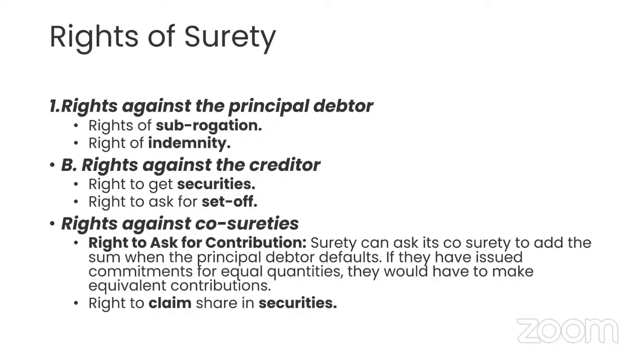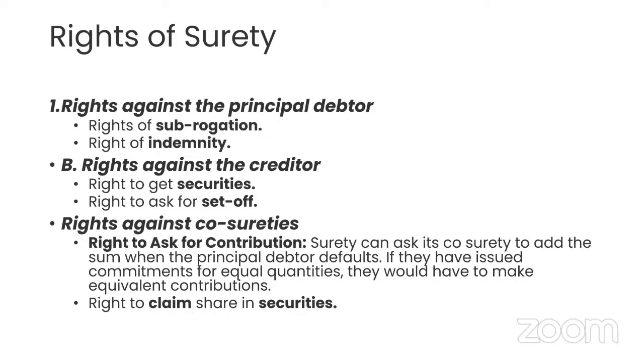Then the right to ask for a set-off. If there is any amount that the creditor owes to the principal debtor, while making the payment, the surety can ask the creditor to waive off all that amount. So, for example, I took a loan of 10 lakhs from SBI. Now I'm not making the repayment, but I have a fixed deposit of 5 lakhs with SBI. What my friend, the surety, the person who signed, can ask is: see, you can take off that FD, take off those 5 lakh rupees, and the remaining 5 lakhs I will pay to the bank. That right the surety can have to ask.